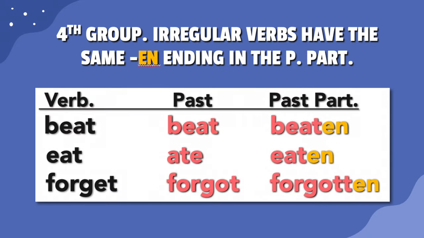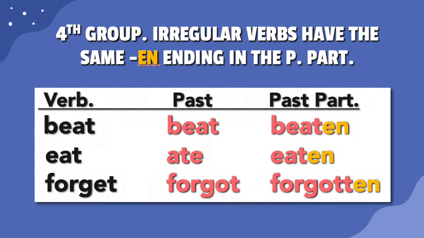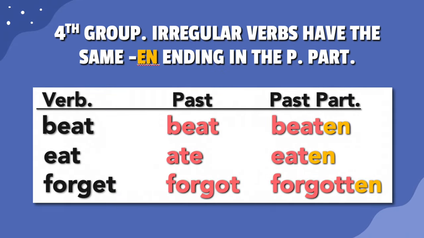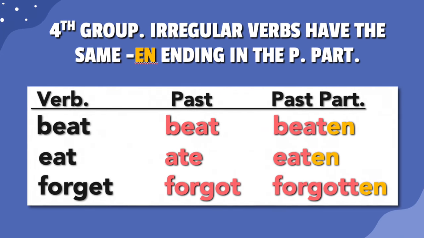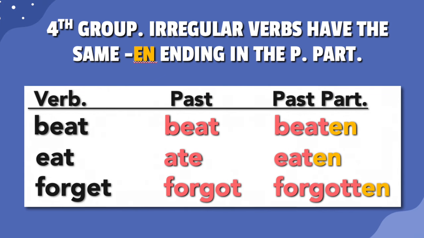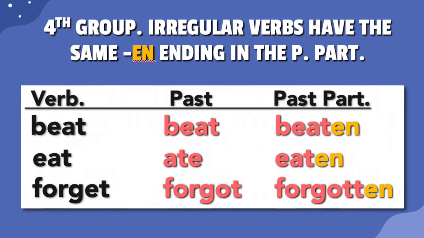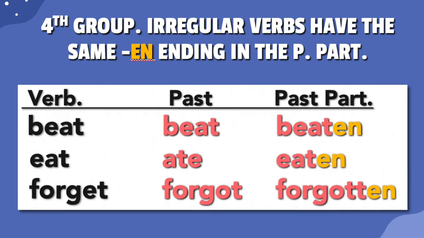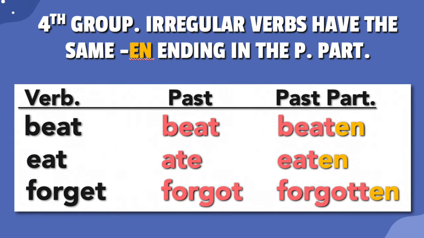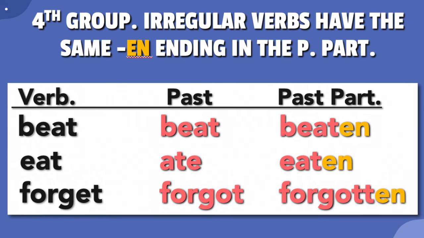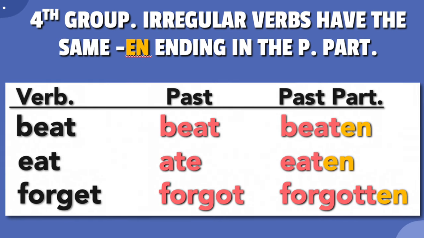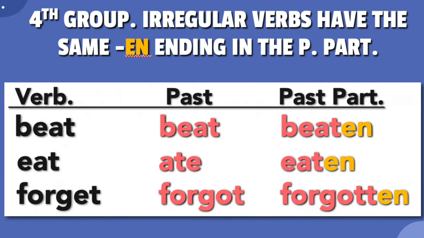The fourth group, irregular verbs have the same E-N ending in the past participle. Beat, beat, beaten. Eat, ate, eaten. Forget, forgot, forgotten. So E-N at the end of the past participle.